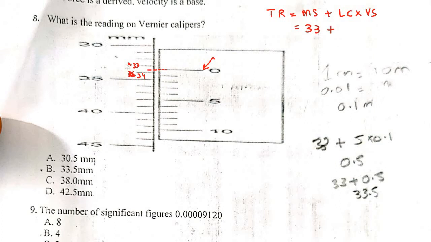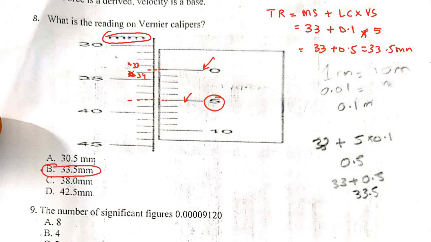Least count of this vernier caliper is 0.1 because its main scale is in millimeter. So least count is 0.1. And as we can see, this line of fifth division perfectly coincides with the main scale. So our vernier scale reading will become 5. So the correct answer will become 33 plus 0.5, that will be equals to 33.5 millimeters. In this way, option B is the right answer.